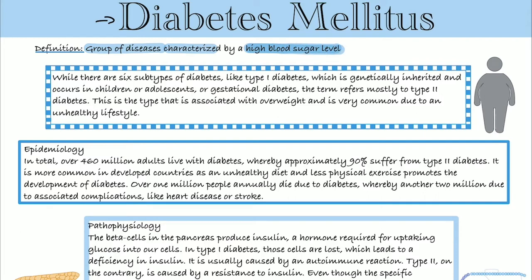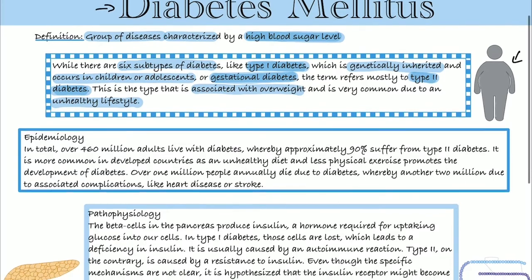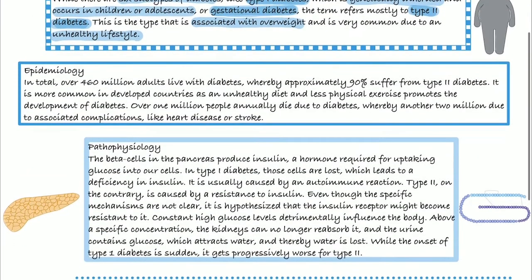There are 6 subtypes. The most important ones are type 1 diabetes, which is genetically inherited and occurs in children or also adolescents, and gestational diabetes, but mostly we're talking about type 2 diabetes. This is the subtype that is associated with overweight and is very common due to an unhealthy lifestyle. So now let's take a closer look at epidemiology, pathophysiology, phenotype, diagnosis and treatment of diabetes.